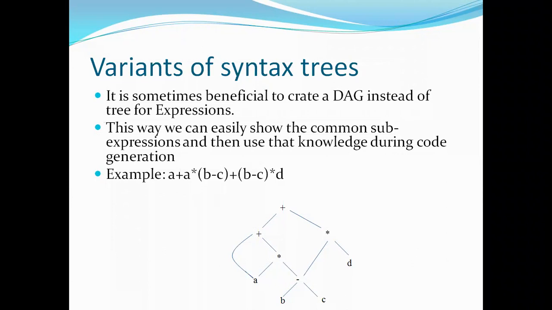So finally, how the concept concludes is that the indirect triple and the quadruple representations are similar. Both are similar as far as their utility is concerned. And always the indirect triple saves some amount of space as compared with the quadruple representation. And these 3 address codes simplify the task of generating the actual code.